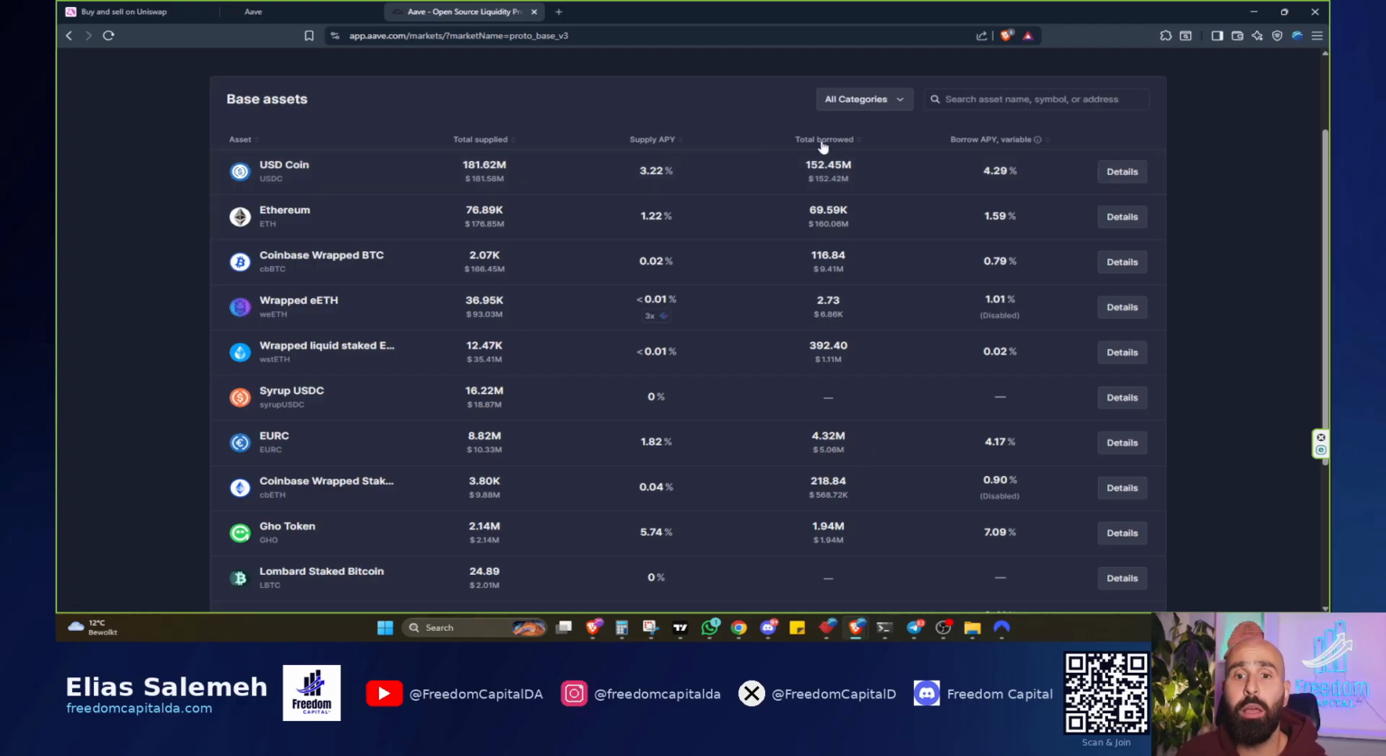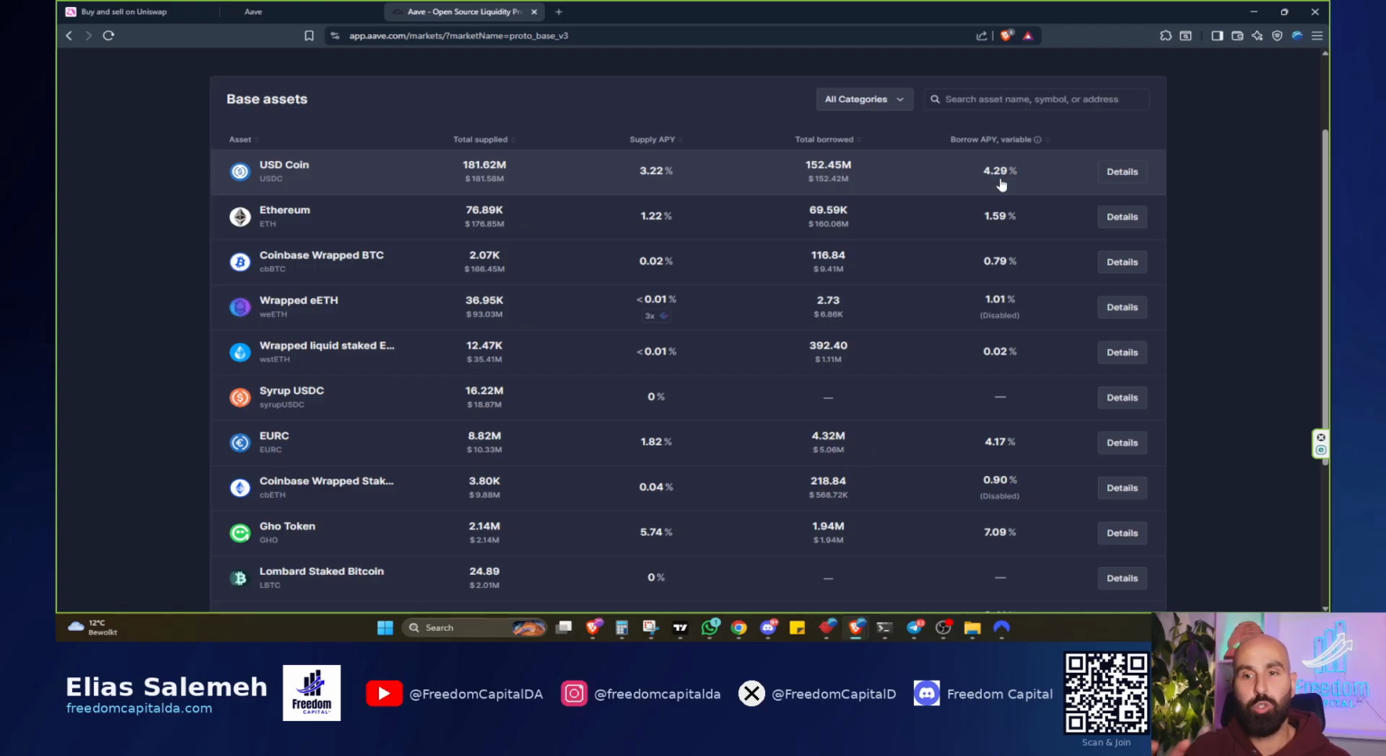Here you have the total amount borrowed. So there is 152.45 million USDC tokens that have been borrowed so far from a total supply of 181 million. If you want to borrow, you will pay a 4.29% interest rate.